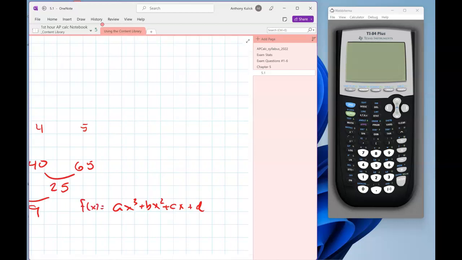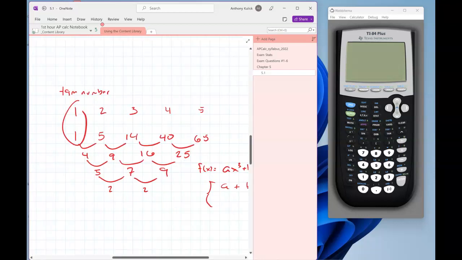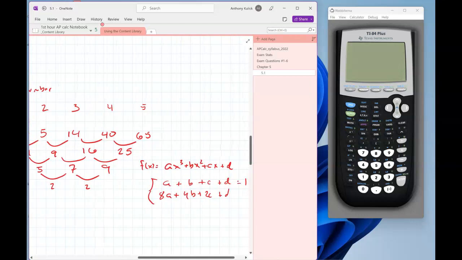I have 4 coefficients to solve for, so I'd write a system of 4 equations. That system would be like a plus b plus c plus d is equal to 1, where I plugged in the point (1, 1). And then for the next one, I'd have 8a plus 4b plus 2c plus d is equal to 5. That's me plugging in the point (2, 5). And I continue doing this, generating 4 equations. And then I would solve that system.